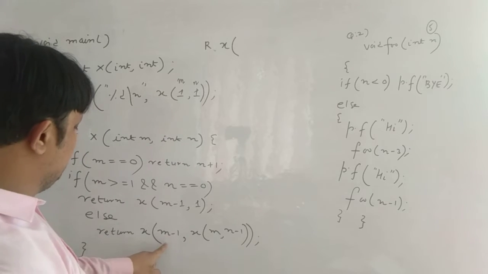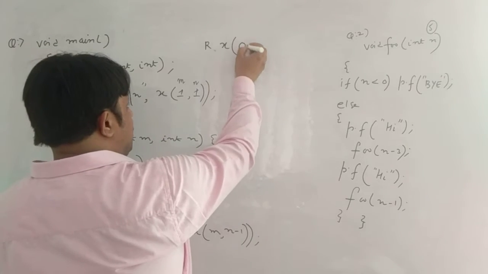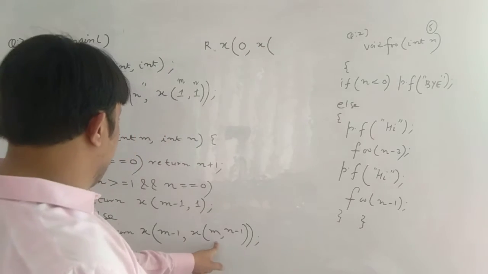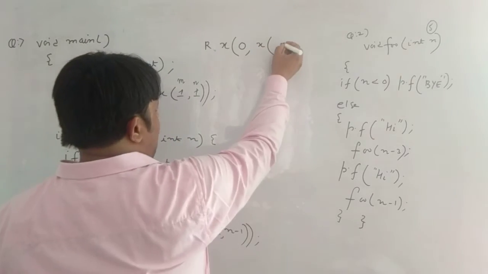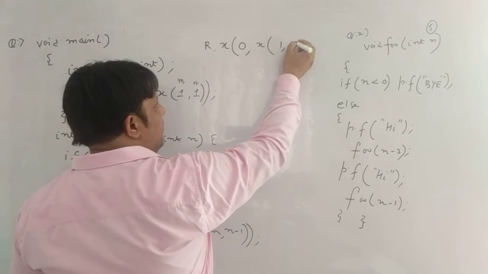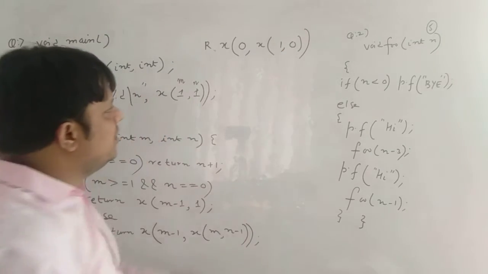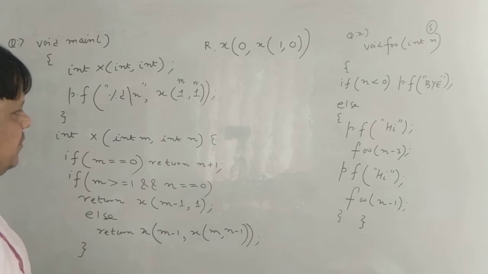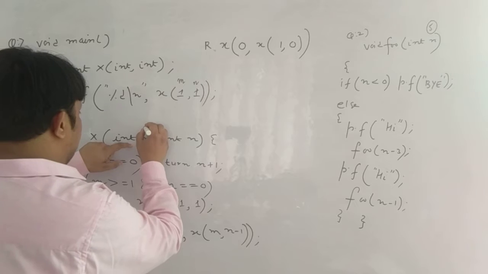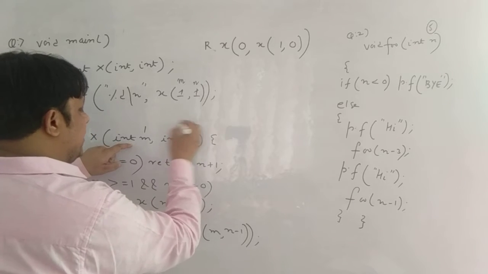The value of m is 1, so 1 minus 1 is 0, comma, again your recursive call x(m, n minus 1), where the value of m is 1 and n is 1. So this is your 1 minus 1, 0. Now we call this function with 1 comma 0. When you call 1 comma 0, this m becomes 1 and this n becomes 0.